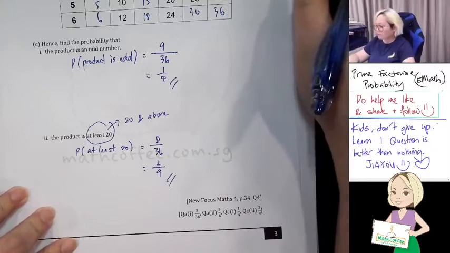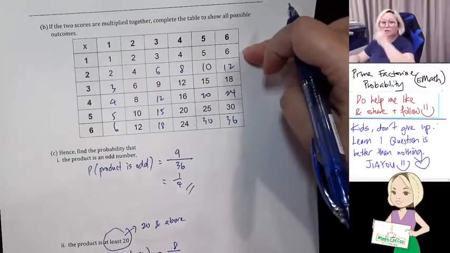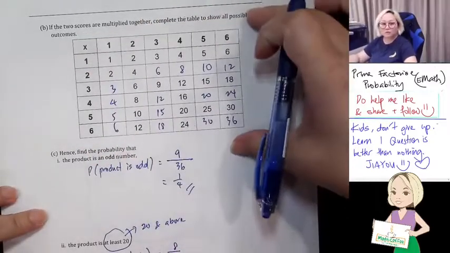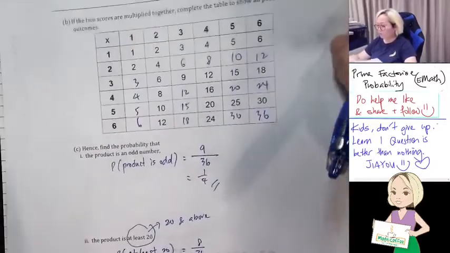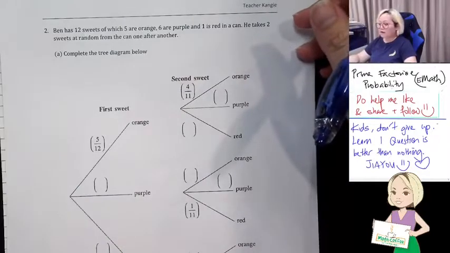Okay? So this is easy. All you need to do is list down all the possible outcomes. So a possibility table is very helpful for you to list down all the outcomes. It's very clear. Okay? Next, we're going to do a tree diagram.